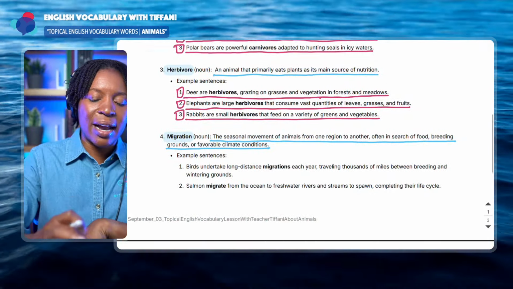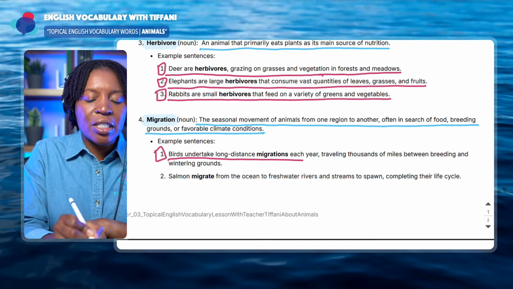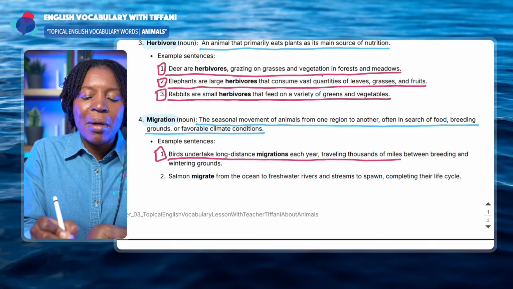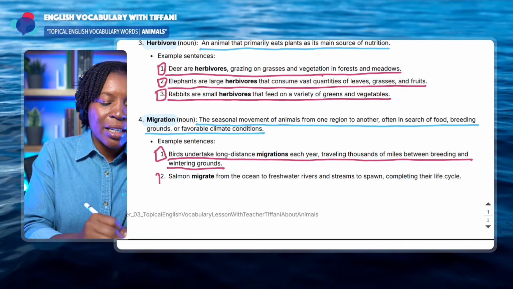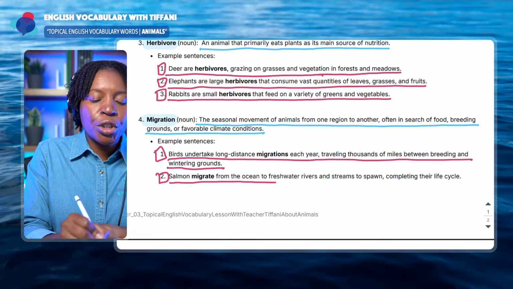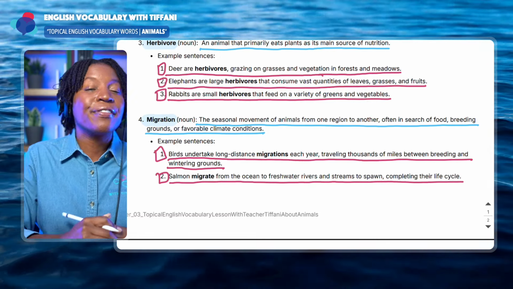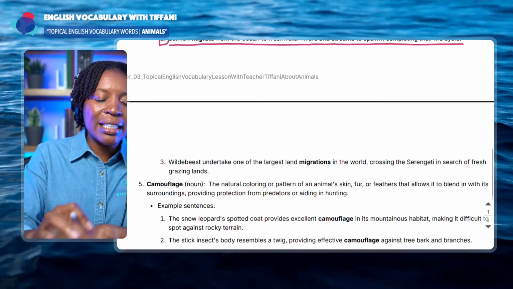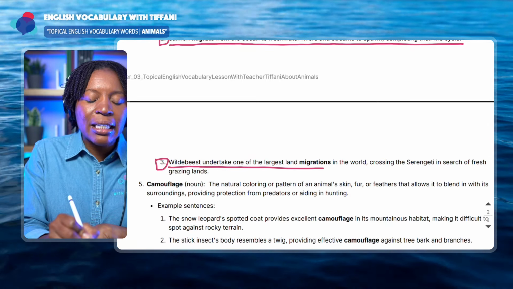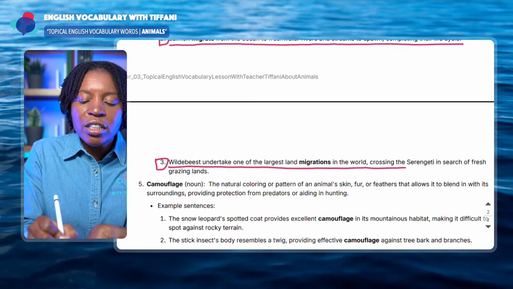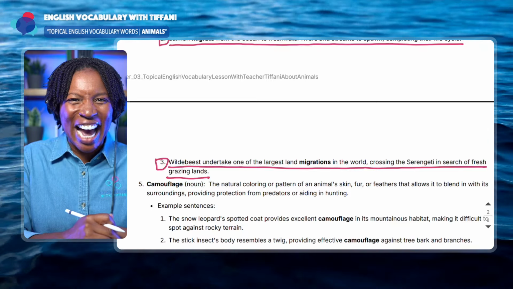Here is the first example sentence. Birds undertake long-distance migrations each year, traveling thousands of miles between breeding and wintering grounds. Next, salmon migrate from the ocean to freshwater rivers and streams to spawn, completing their life cycle. And finally, sentence 3. Wildebeest undertake one of the largest land migrations in the world, crossing the Serengeti in search of fresh grazing lands. You got it?